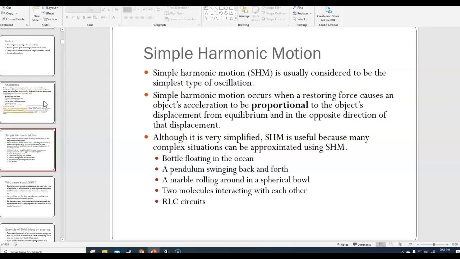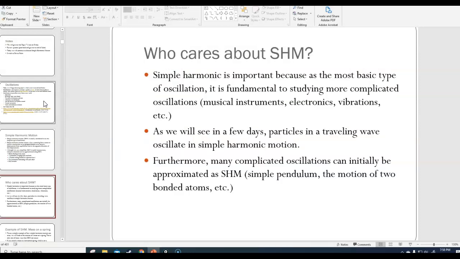Like when we talk later about greenhouse gases, we can see that you can even model greenhouse molecules as particles connected by a spring that oscillates back and forth. And so the concepts of simple harmonic motion can be applied to more complicated situations, which is why it's worth learning about them first. Okay, so that's basically why we care about simple harmonic motion.